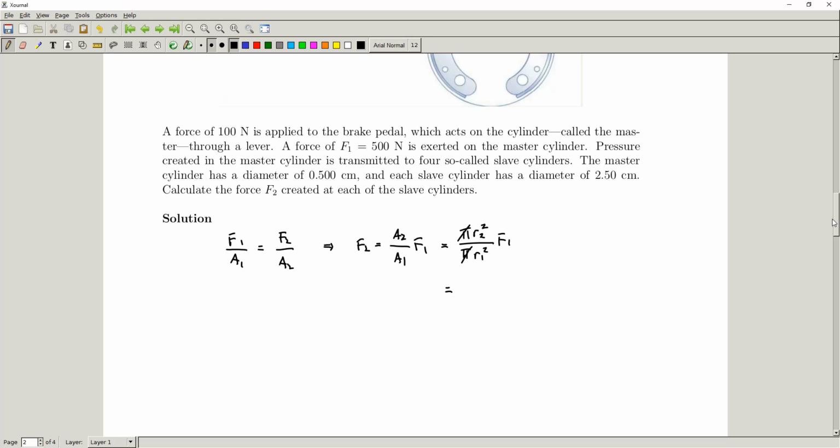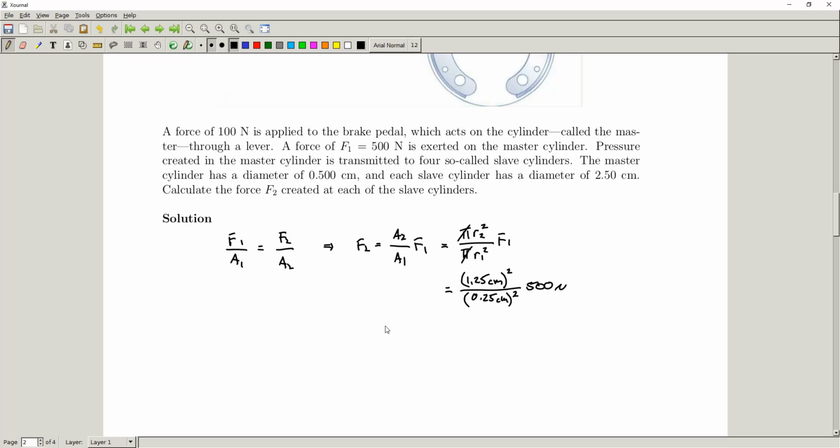So we're given these diameters. I'm not sure if I said radius before or diameter, but we're told that these are diameters. So we have to be careful. We're going to take a look at our area 2. So our radius 2 is going to be half of our diameter 2. So we're going to end up with 1.25 centimeters, excuse me, squared over 0.25 centimeters squared, right? And this is going to be times 500 newtons, which is our F1.